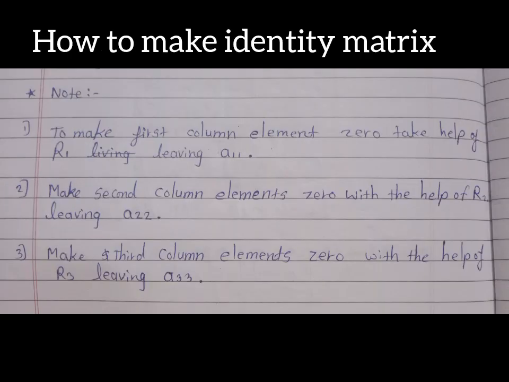Then how to convert the given matrix into identity matrix? There are some notes to reduce the given matrix into identity matrix. First one is to make first column element 0, take help of R1 leaving A11.